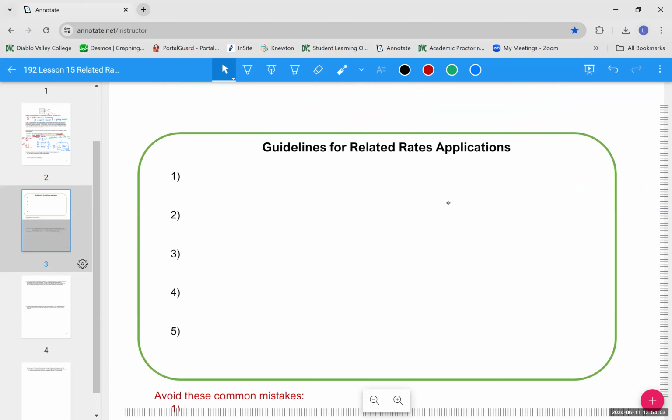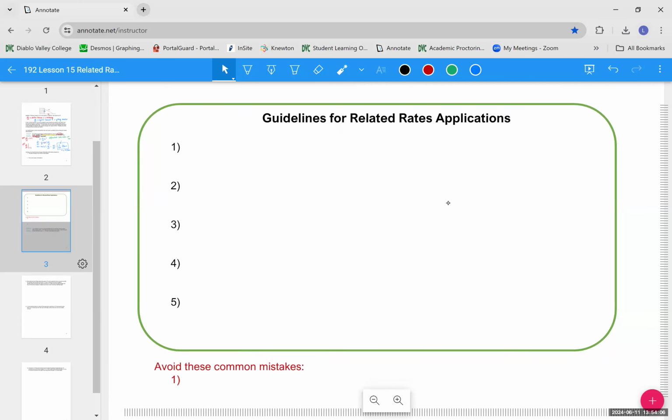But what we're going to do here is go on to guidelines. So how do I approach a related rates problem? Okay. So first of all, you're going to need to read the problem multiple times.